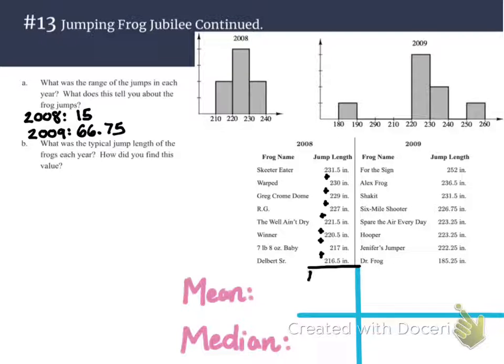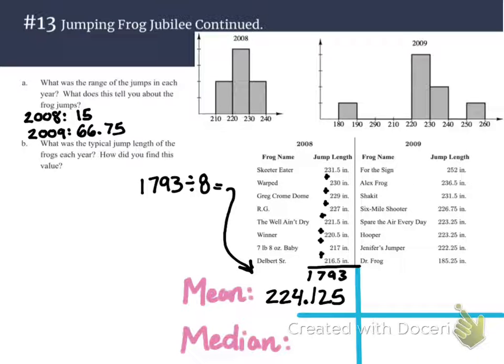So when I add up all of my numbers, I get the sum of 1,793. I'm then going to divide it by how many numbers there are. In this case, there are 8. And when I do that, I get the quotient of 224 and 125 thousandths. So that's a typical jump for the year 2008. And that makes sense. It's somewhere between 220 and 230.